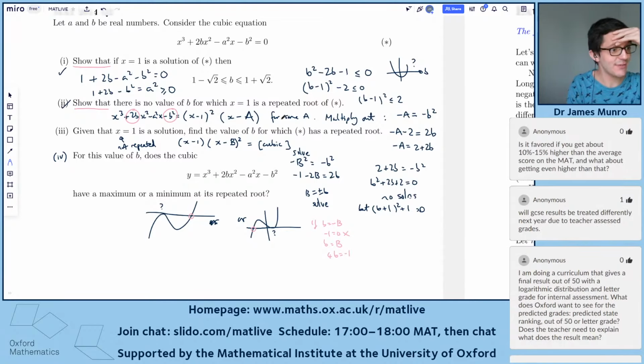If you get 10 to 15% higher than the average score on MAT, then you've scored better than the average score. Is that favoured? Yes. More marks the better, please. What about getting even higher? Even better. Good.